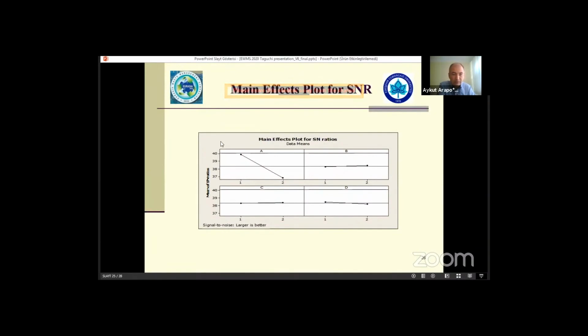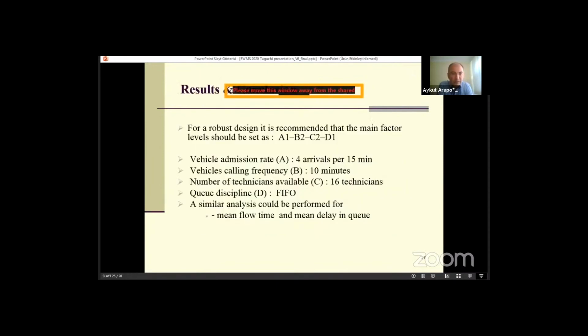This is the plot of the factors. We always check the highest factors. And for a robust design, it is recommended that the main factors levels should be set as A1, B2, C2, and D2, which means that 4 vehicles should be admitted every 15 minutes.